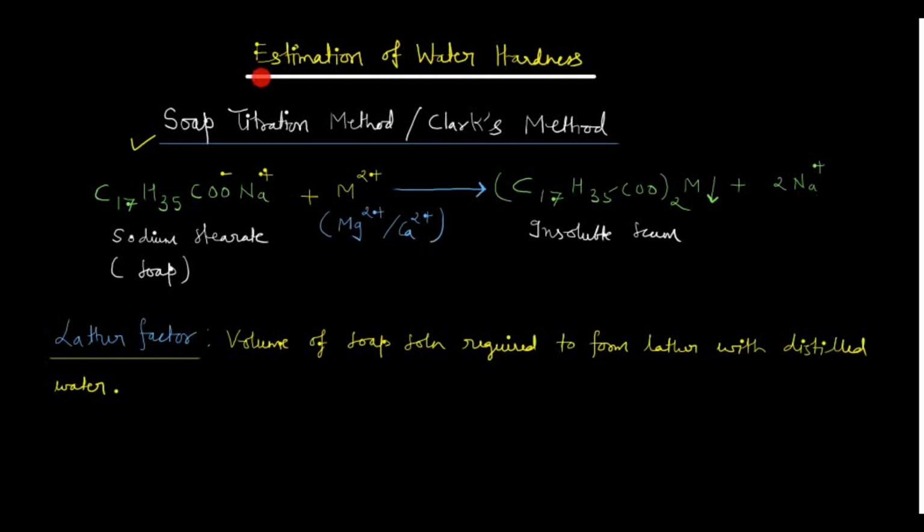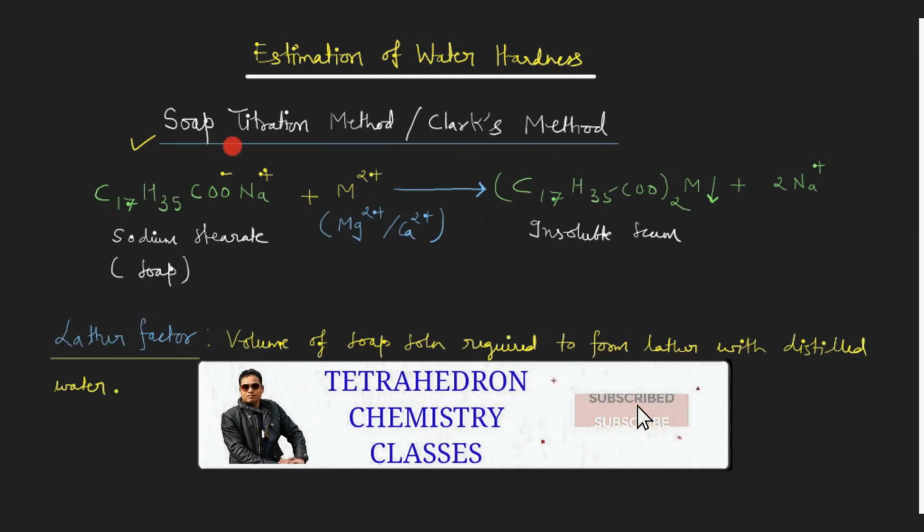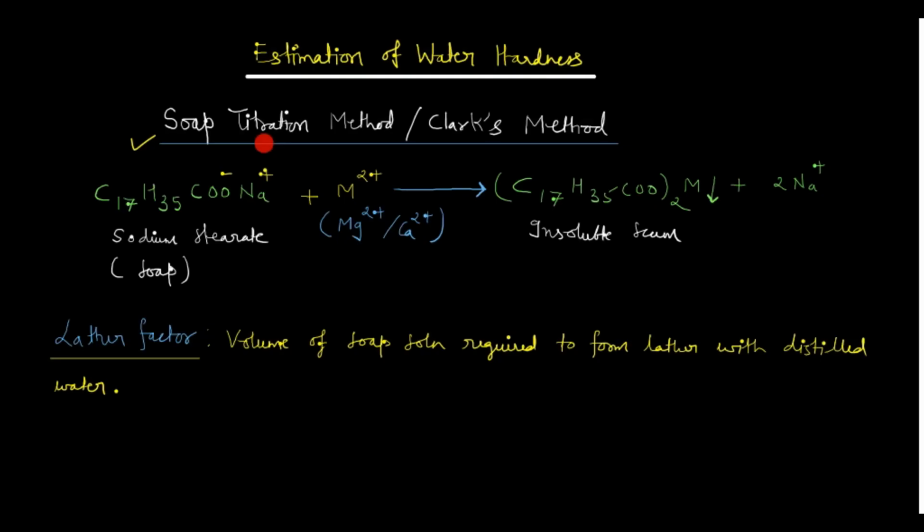So guys, in today's class I am going to discuss another very important method for the estimation of water hardness, and the name of the method is the soap titration method, which was developed by Clark. That's why the method is also known as the Clark method, right? As you know, the basic definition of water hardness is what? The soap consuming capacity of any water sample is called its hardness. So in this soap titration method, what we do is determine the volume of the soap solution which will be required by the sample water for the precipitation, right?